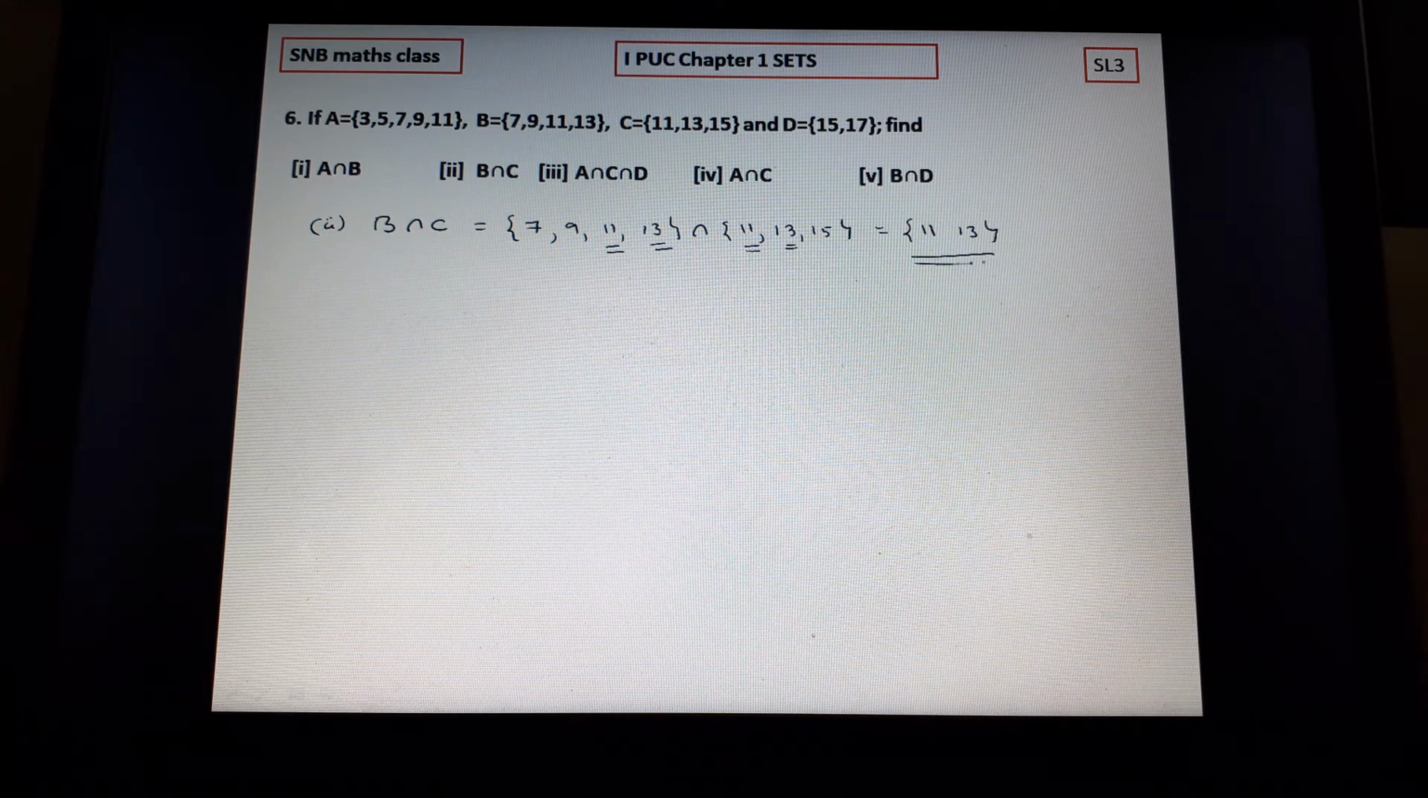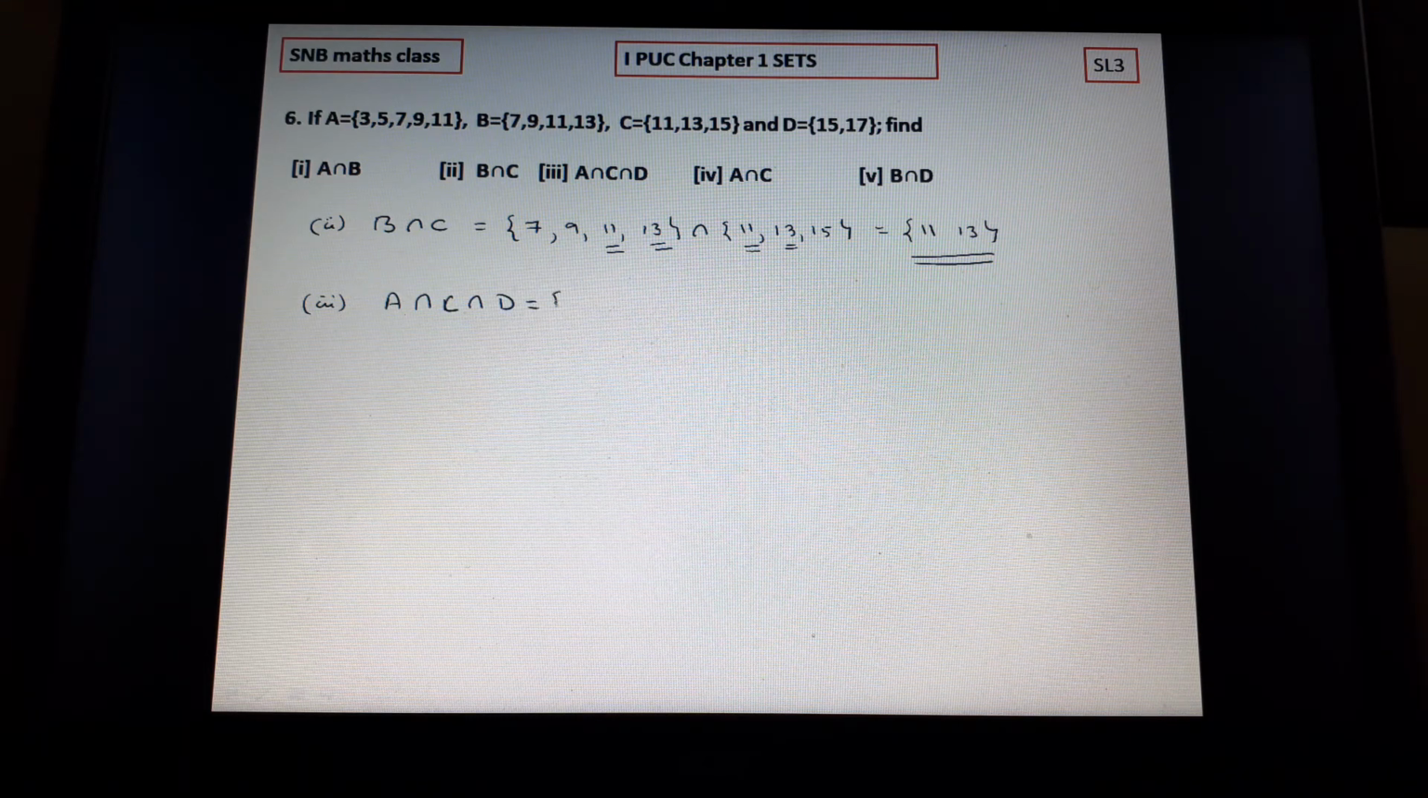So this is the answer. Same way, instead of two sets, suppose three sets are given, the procedure is the same. What you have to do is, let me take the third question. See, A intersection B, C intersection D.